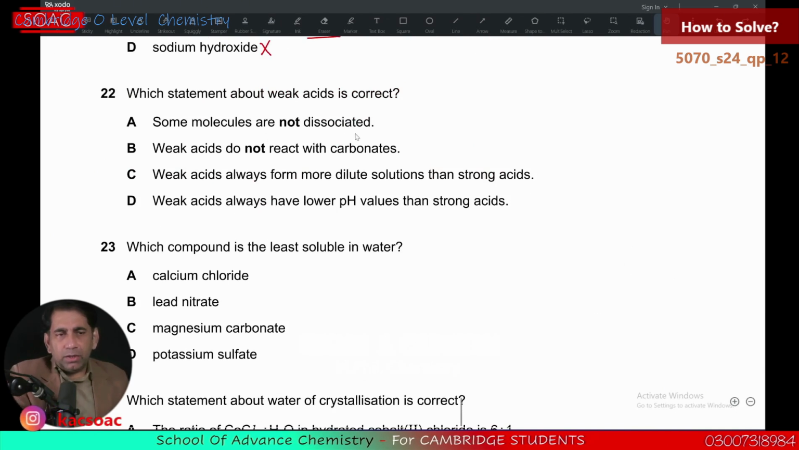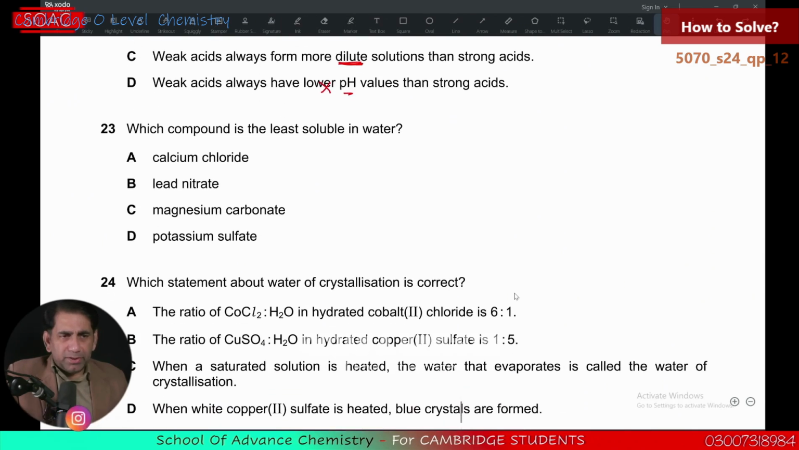Some molecules are not dissociated. Yes, it's true. However, let me check the other options as well. Weak acids do not react with the carbonate. No, they react with the carbonate. Weak acid always forms a more dilute solution than the stronger acid. No, there is no relationship between the dilute solution and the weak acids. Weak acid always has the lower pH. No, they have higher pH. So in this case, exactly, it is confirmed that A is the correct option.